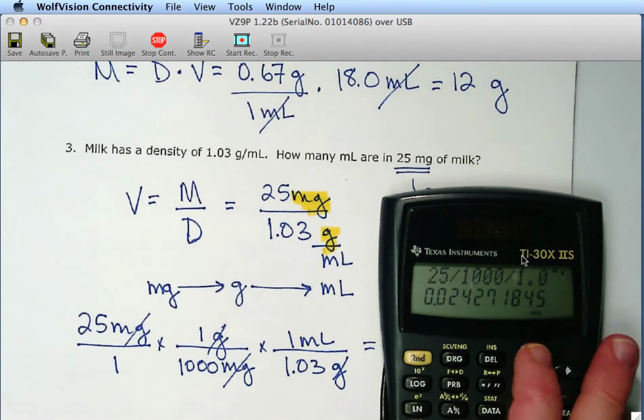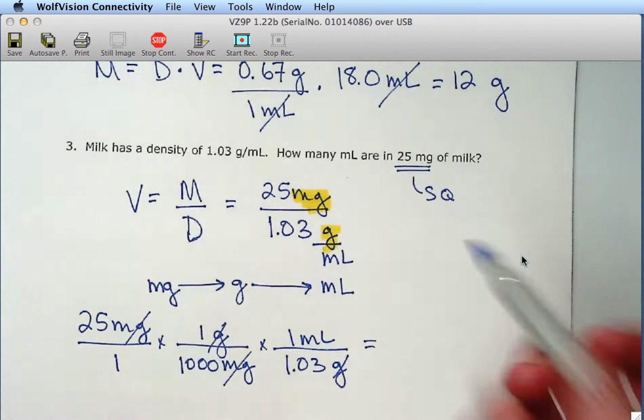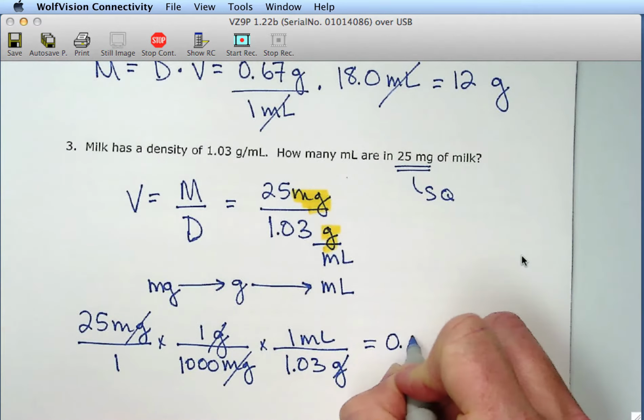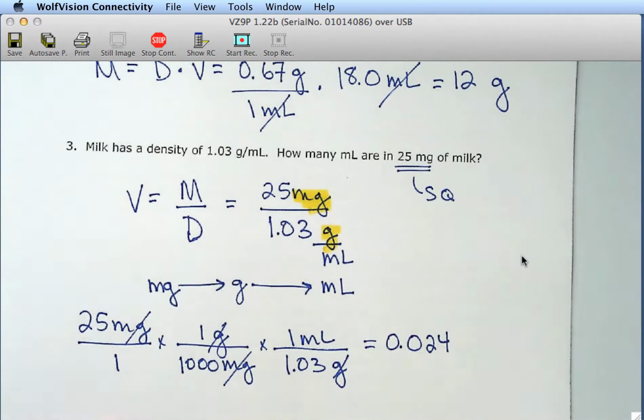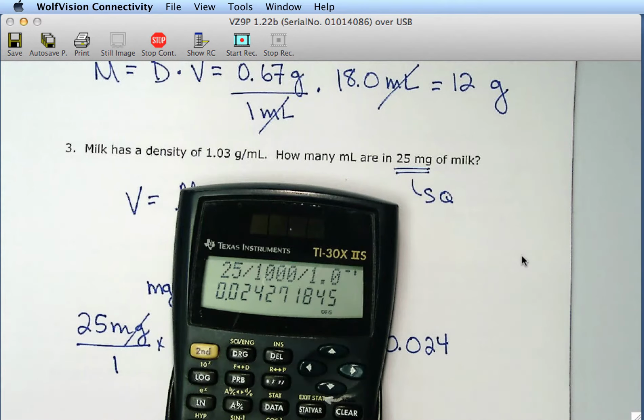How many significant figures should I have in my answer? 2. So I'll end up with 0.024. Yeah, because I don't have any. 2 is the first digit that I drop.